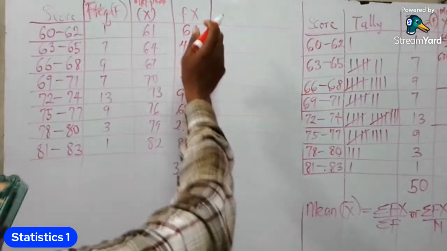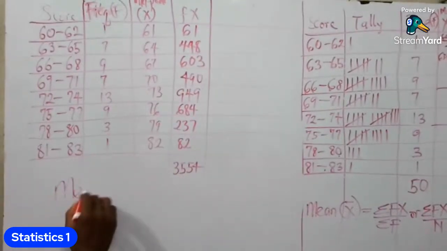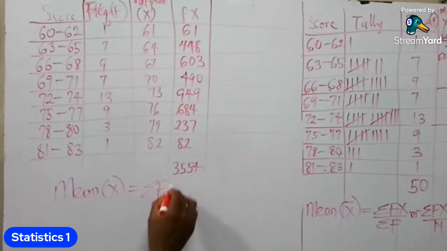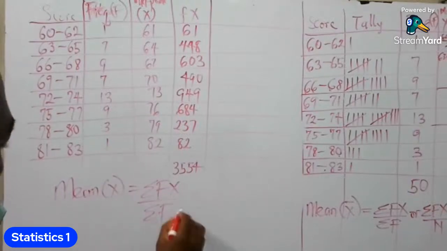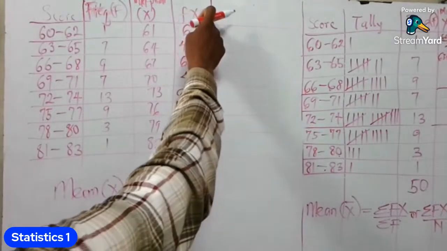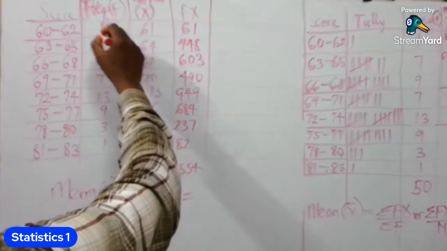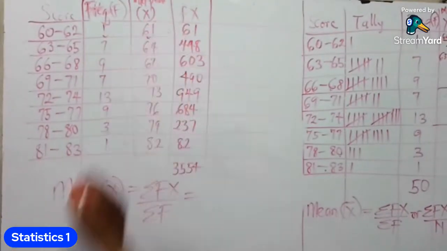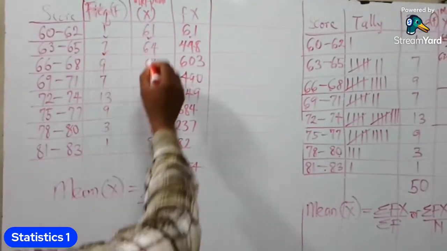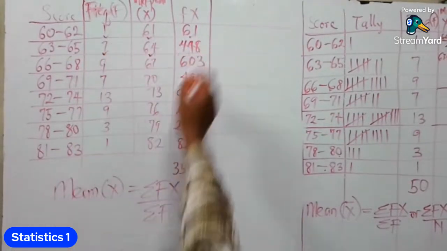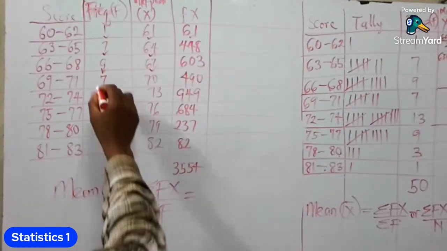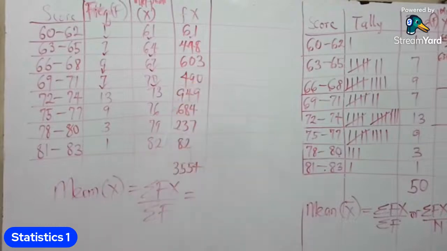At this point, because we actually want to get the mean of the scores of the students, which we said is summation fx over summation f, of course, that means you need to get your summation fx, that is your f multiplied by x. So you are multiplying 1 by 61 here, which will give you 61. 7 multiplied by 64 gives you 448. 9 multiplied by 68 gives you 603. 7 multiplied by 70 gives you 490.